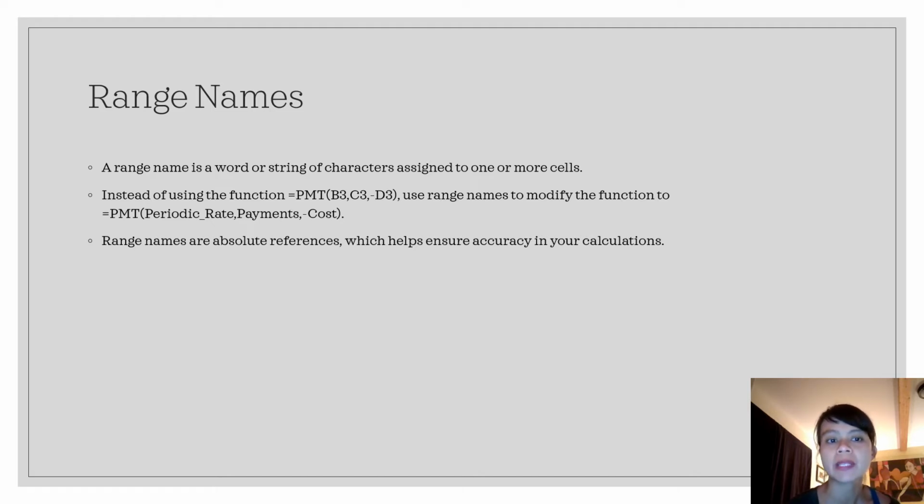So a range name is a word or a string of characters assigned to one or more cells. So instead of using the function like PMT with cell references B3, C3, and then minus D3, we're going to use range names to modify the function to PMT, periodic rate, payments, cost. Okay, range names are absolute references, which helps to ensure accuracy in your calculations.